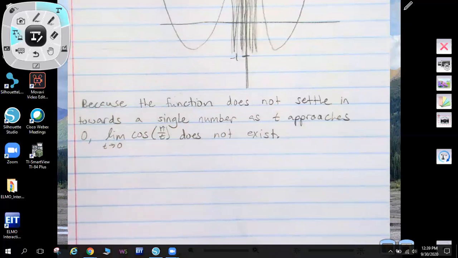So this is our Mean Girls moment. The limit does not exist. We win the math decathlon. All is right in the world. Regina George is broken.